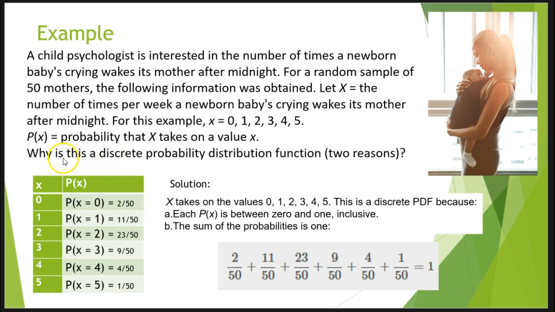So we're trying to decide why this is a discrete probability distribution function. And if we go back, we know that the probabilities each have to be between 0 and 1 inclusive. So if you were to calculate each of these as a decimal, they would all be between 0 and 1. And then the next thing we have to do to verify that it's a PDF is add them all up. The sum of the probabilities has to equal 1. So when we add up all of these probabilities, they do in fact equal 1. So this is a discrete PDF.